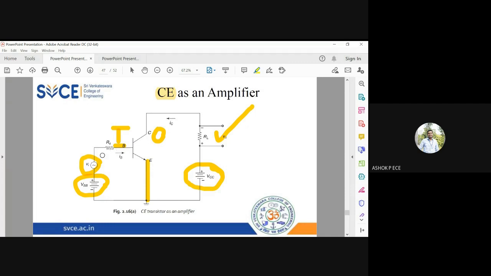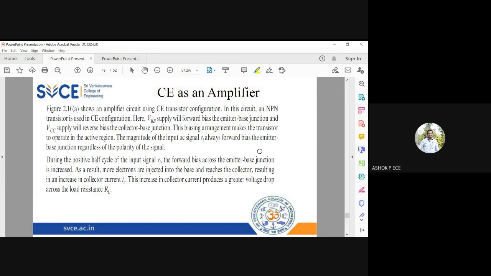Input current is IB, output current is IC. This is your common emitter configuration as an amplifier. How to use this as an amplifier? See here, we are going to use an NPN transistor. VBB is used to forward bias the emitter base junction, and VCC will reverse bias the collector base junction. That is the basic theory of your BJT, right?